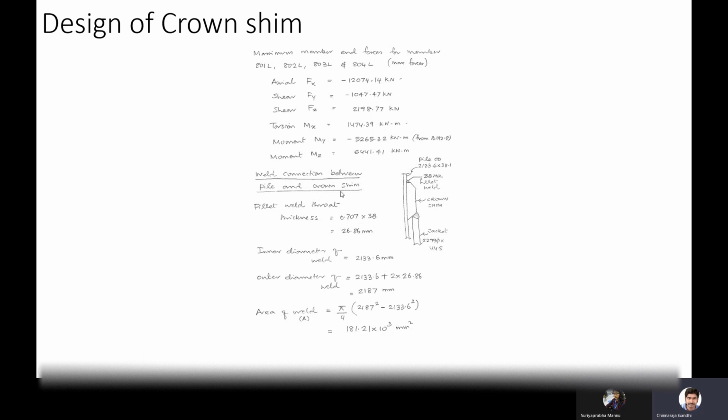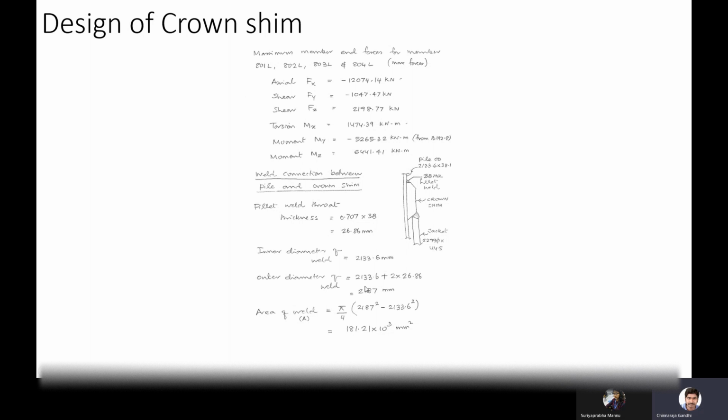Weld connection between the pile and the crown shim. Fillet weld throat thickness: we know there will be 38 thick over here. So 0.707 into 38 is 26.86. This is the fillet weld we have given over here. This is the effective thickness of the weld at the top. Why are we calculating this? Because we have to calculate the weld property. Internal diameter of the weld is 211.36, the pile OD. That is going to be the diameter of the weld.